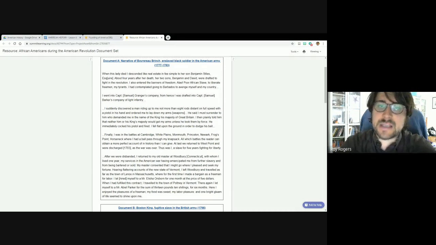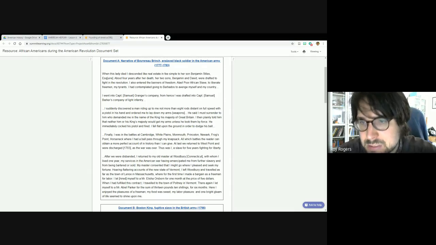Finally, I was in the battles at Cambridge, White Plains, Monmouth, Princeton, Newark, Frogs Point, Horseneck, where I had a ball pass through my knapsack. All which battles the reader can obtain a more perfect account in the history than I can give. At last, we returned to West Point and were discharged, 1783, as the war was over. Thus was I a slave for 5 years fighting for liberty.